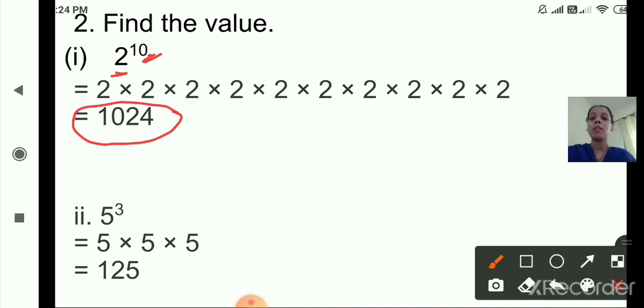Now the second number, 5 raised to 3 means 5 you will multiply how many times? 3, right? The index or the exponent or the power is 3, and the base is 5. So 5 you will multiply 3 times. So 5 multiplied by 5 multiplied by 5, that is 125. So the answer is 125.